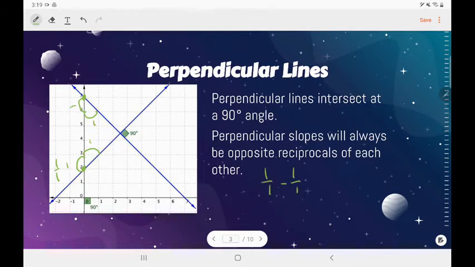Now you can't see it with this example, but perpendicular slopes will have opposite, meaning notice it changed from positive to negative, so positive to negative, or negative to a positive. And reciprocal means I'm going to take my fraction and flip it. So we can't see it in here because they're both 1, but if I had 2 over 1, 2 over 1 would switch to 1 over 2.